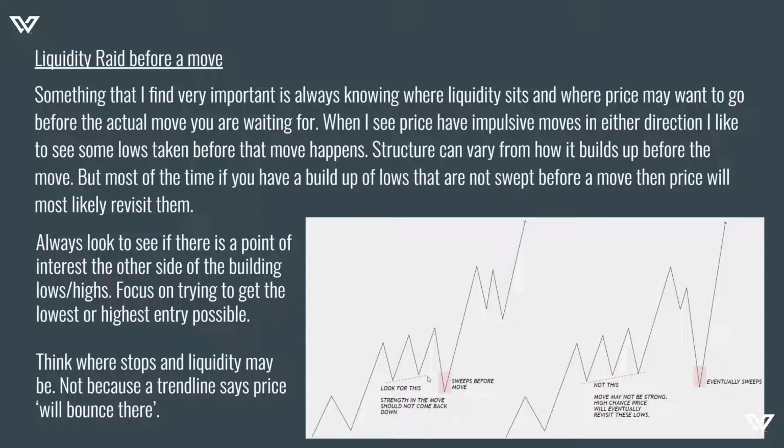So we have these lows that are swept, so we're looking for strength in the move, and it should not come back down to test it, whereas if we have lows like this, the move may not be strong enough, and there's a high chance price will actually revisit these lows. We might have some imbalance down here, price comes, fills, so we extend, not enough momentum, comes back down, sweeps these lows, and then eventually we see the move. I think about where stops and liquidity may be, not because a trend line says price will bounce there. So don't bid this, think there's liquidity below this trend line.